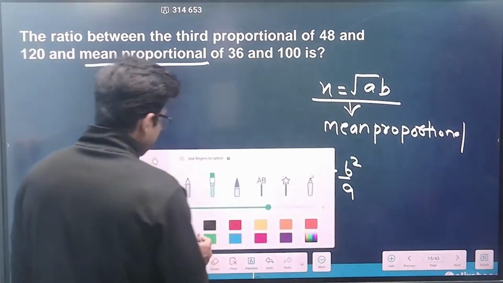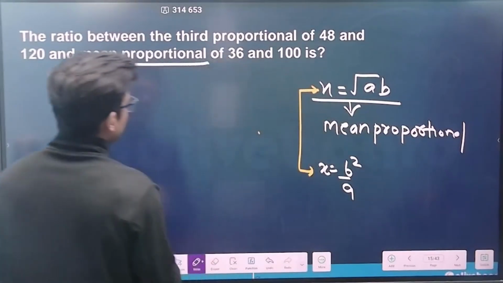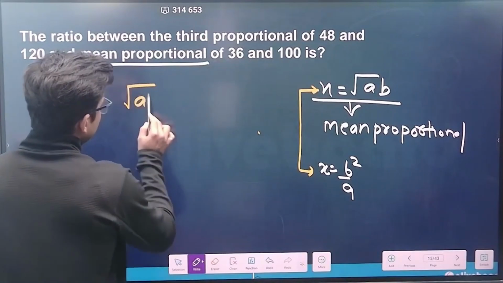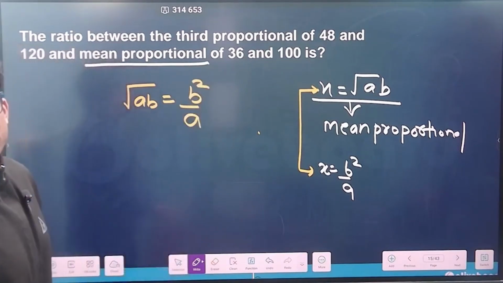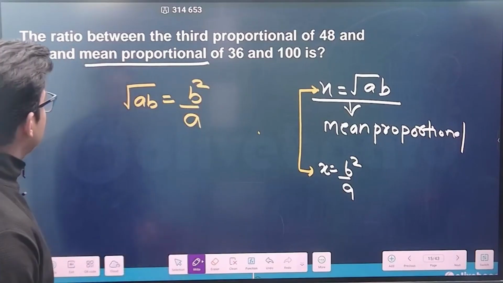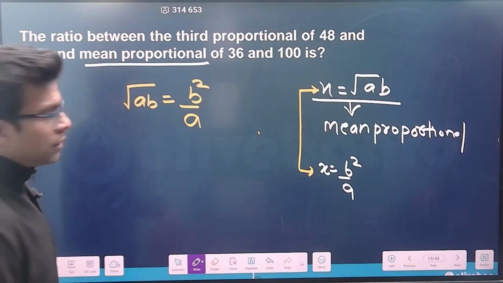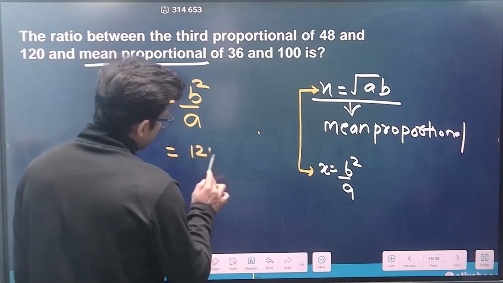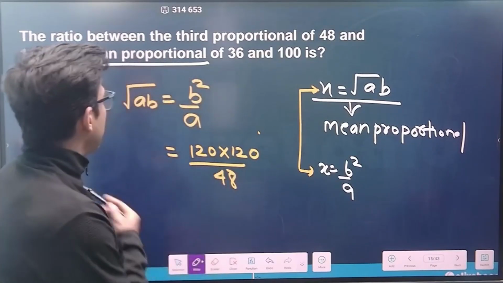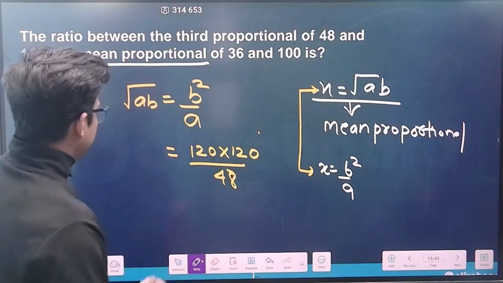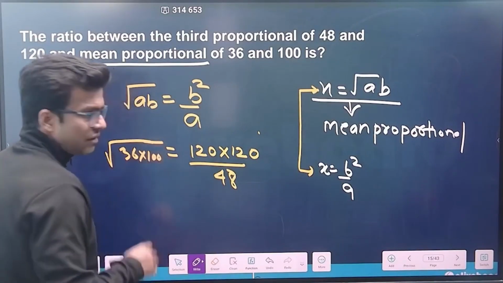In the question they are saying that they both are equal. If they both are equal, can I write square root of ab is equal to b square by a? True or not? Yes, it's true. So the value of b square is 120, so this would be 120 multiplied by 120 divided by 48, which is equal to the mean proportional, 36 into 100. So I would write in the bracket 36 into 100.